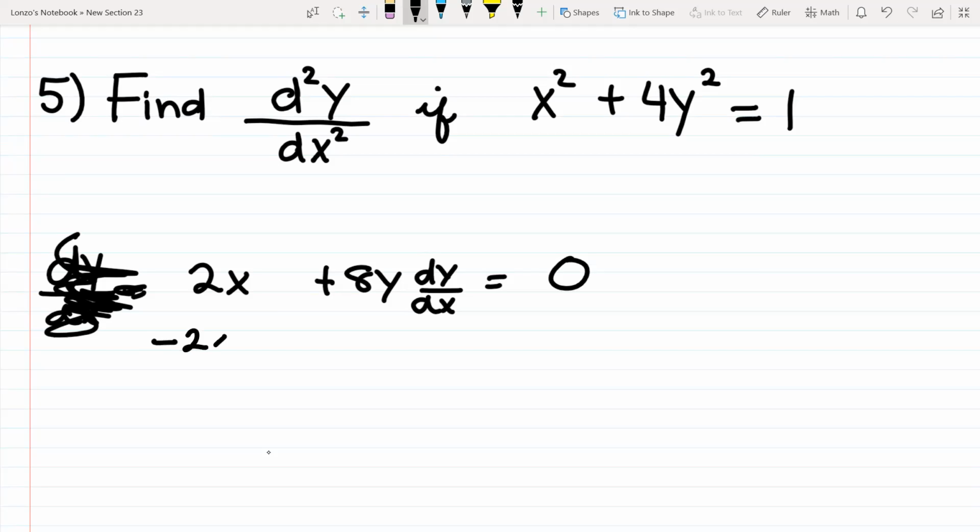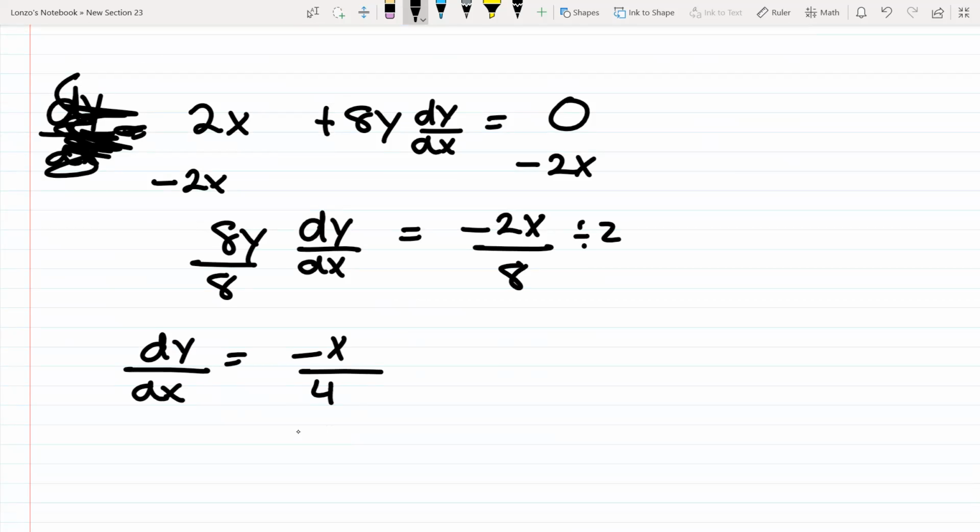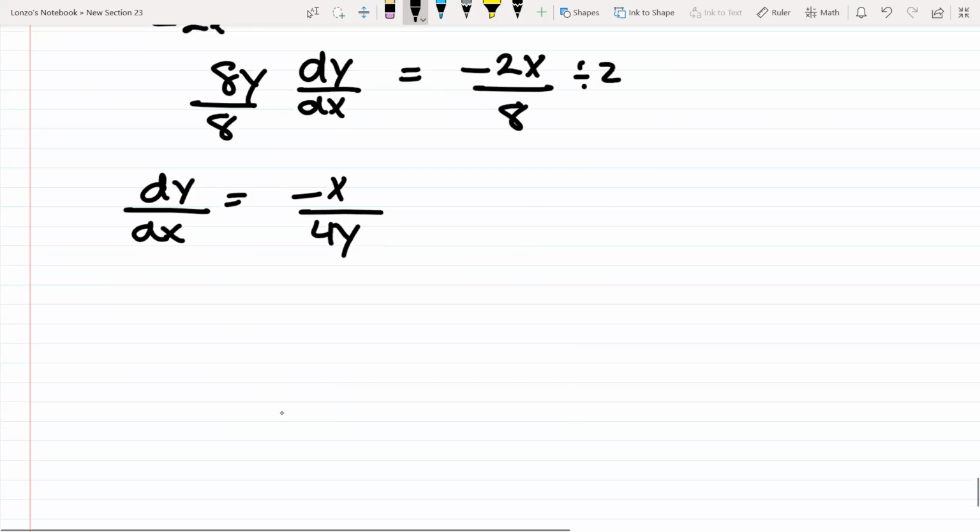So you're going to subtract 2x, and you get 8y dy over dx equals negative 2x. Then divide this by 8, and you get dy over dx equals, 2 and 8 can be reduced by 2, so that would be negative x over 4y. Okay, now we have to take the derivative again.